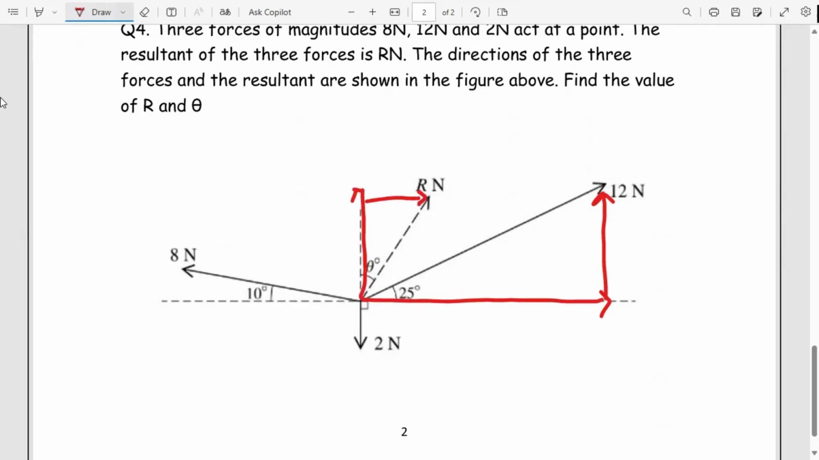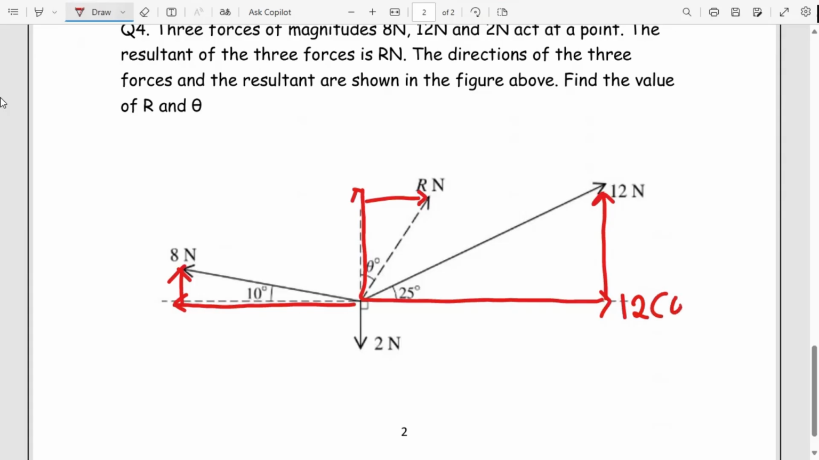The third vector is also having 2 components. I have the x component there and a y component there. So what am I going to do? I'm going to assign the cosine and the sines based on which component is adjacent to the theta and which one is opposite to the theta. Like in this case, with the 12 Newton vector, we can see the x component is adjacent to the 25 degrees, so it is going to carry a cosine.